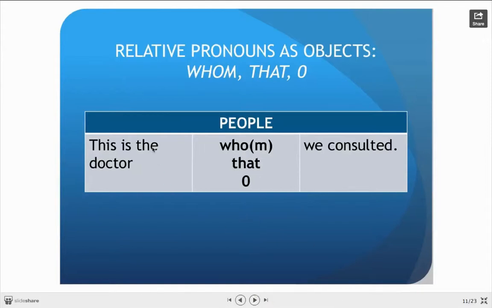So I can say this is the doctor who we consulted. This is the doctor whom we consulted. This is the doctor that we consulted. This is the doctor we consulted. All of those sentences are correct, and they all mean the same thing.